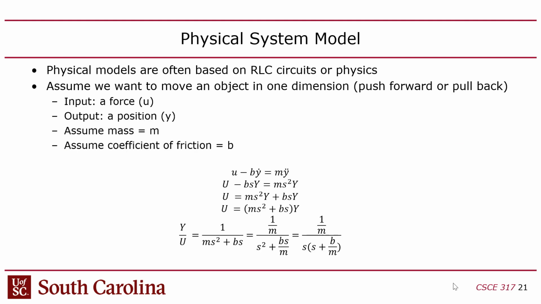So I mentioned that, just to give you an example of a physical system model, this would be a plant. This would be building a plant model. In this case, I want to just take a coin and push it. So the input to the system is a force, which is u. The position is y. That's how far I pushed it. And then we have some parameters. The mass of the coin is m. And b is the coefficient of friction.